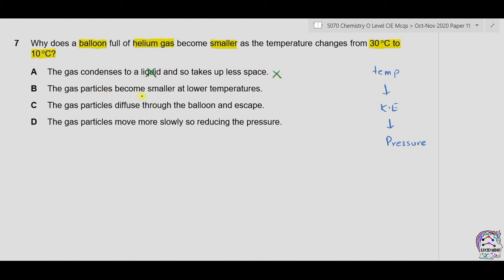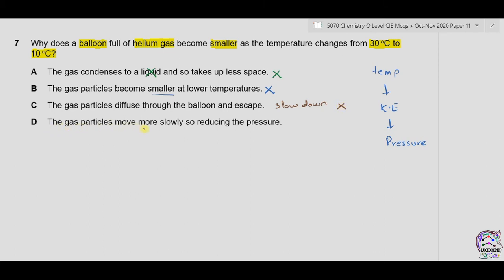B. The gas particles become smaller at lower temperature. Now this is also incorrect because there is no effect of temperature on size of the atoms. C. The gas particles diffuse through the balloon and escape. Now at lower temperature the diffusion rate will slow down, and diffusion only occurs when gas particles are smaller than the pores in the surface of the balloon. At lower temperature the rate of diffusion will be low, so C is also incorrect.